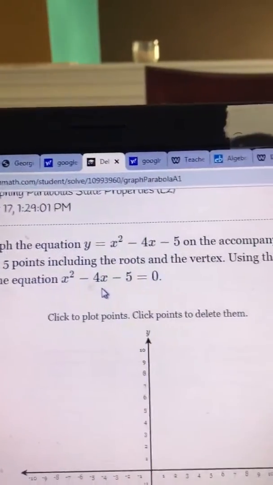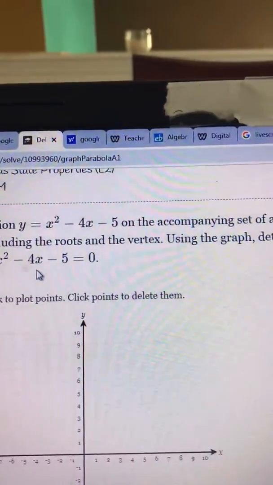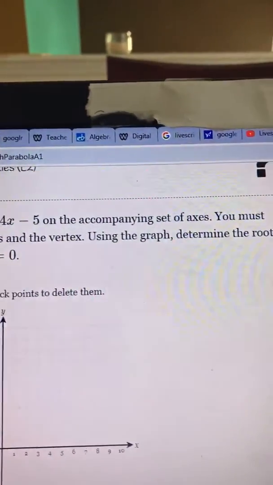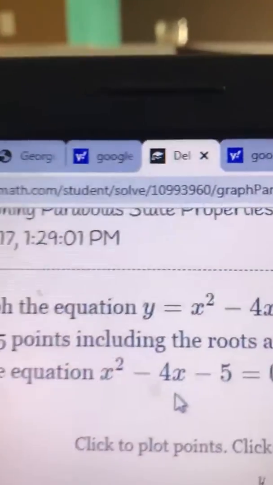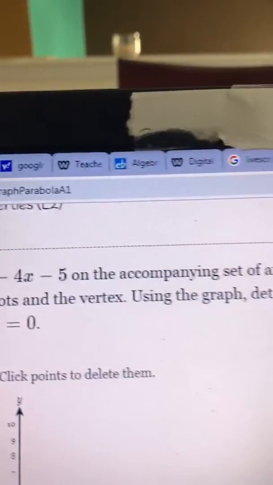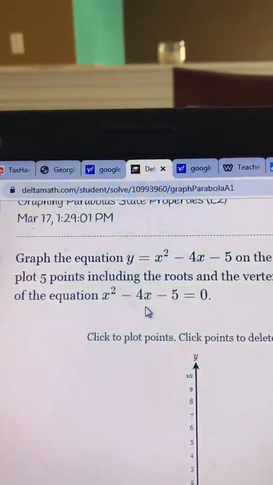It says graph the equation y equals x squared minus 4x minus 5 on an accompanying set of axes. You must plot 5 points including the roots and the vertex. Using the graph, determine the roots of the equation.